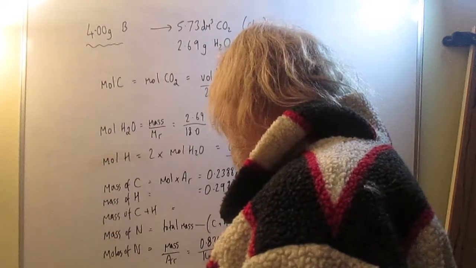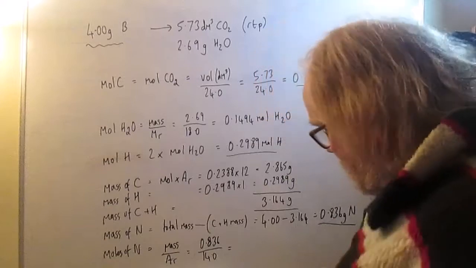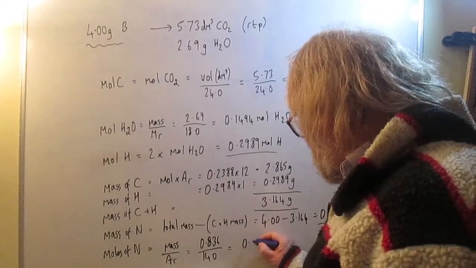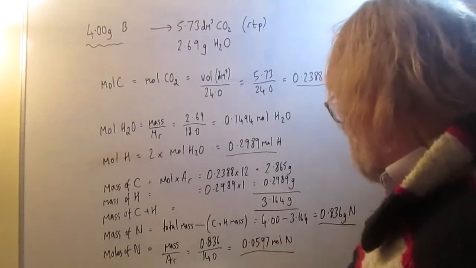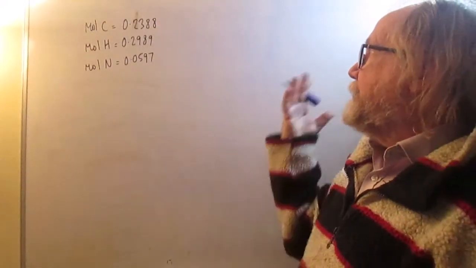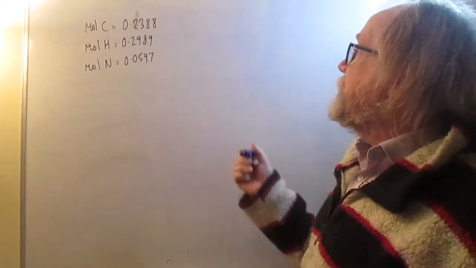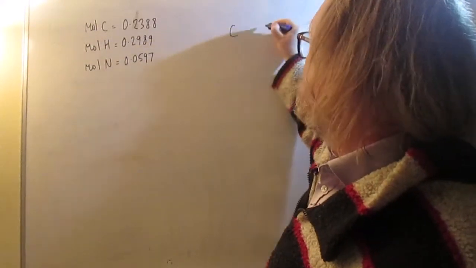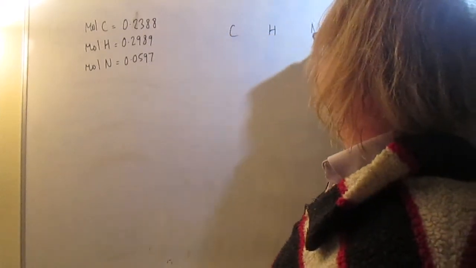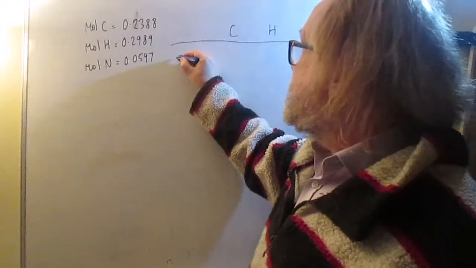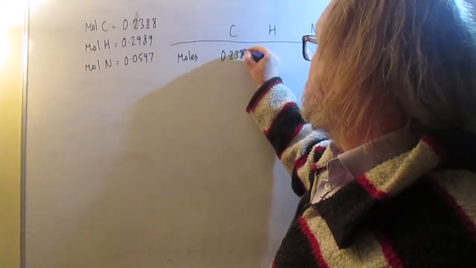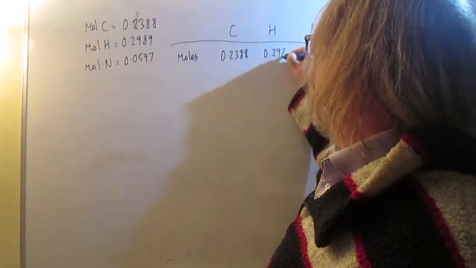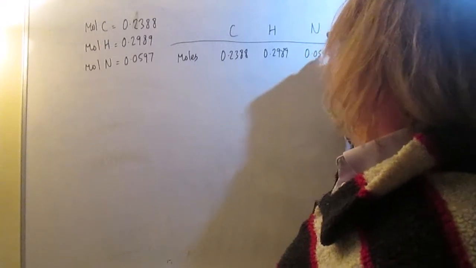And we divide that by 14.0 for nitrogen, which comes to 0.0597 moles of nitrogen. Now we can use this information, the moles of the three elements, to get the empirical formula. You don't have to set a table up, but it's quite a convenient way to do it, and since that's what we've always done with molecular formulae, we may as well stick with that for empirical formulae. Just say, right, these are the relative moles, so copy those numbers down: 0.2388, 0.2989 and 0.0597, and do what you always do.